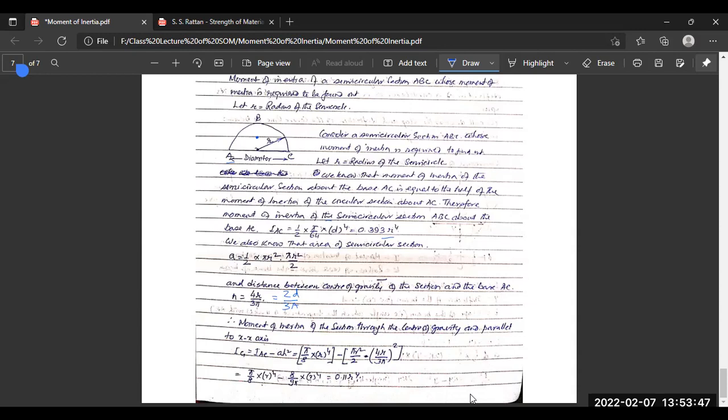Pi by 8 r to the power 4, which is IAC, minus pi r squared by 2, that is already given, the area of the semicircle. It is not the area of the circle, but of the semicircle. So pi r squared by 2 multiplied by the distance of the CG from the diameter, 2r divided by 3 pi, the whole squared. So this becomes equal to 0.11 r to the power 4.